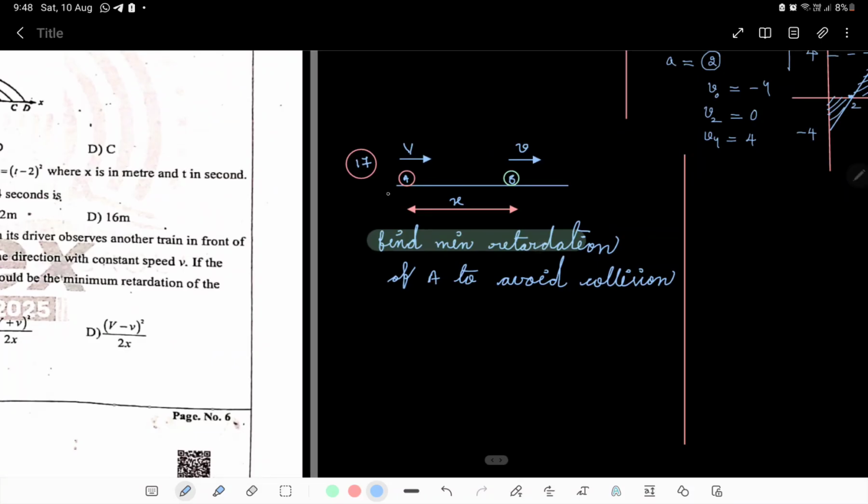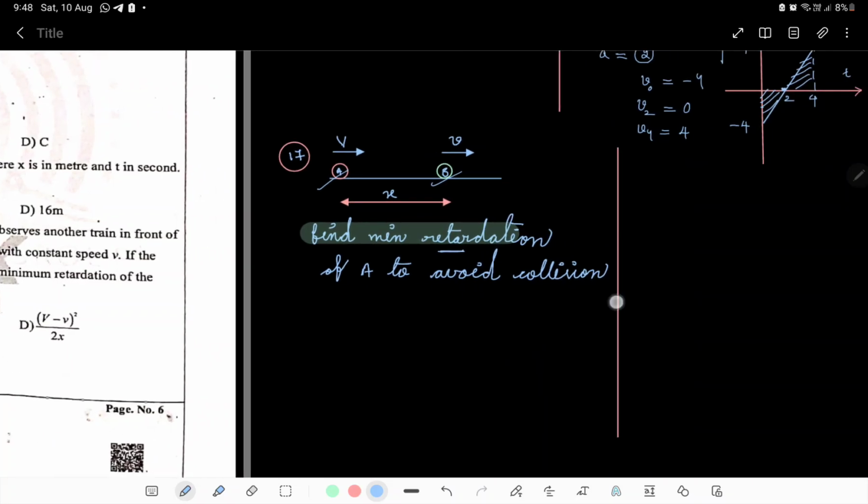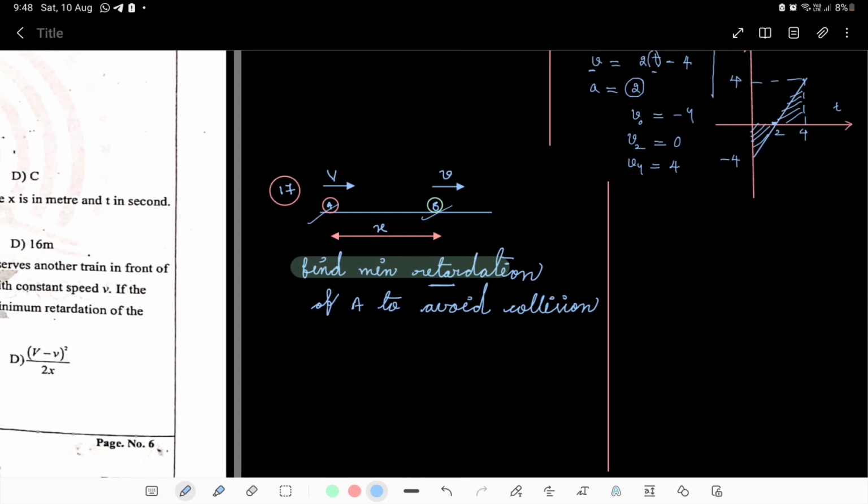So there is a train A and a train B, they both are moving on the same track, and to avoid the collision, what must be the retardation? To avoid the collision, what must be the retardation of A? So let's do it by using this relative velocity method, that will be better, right?